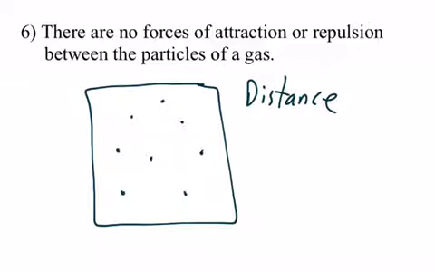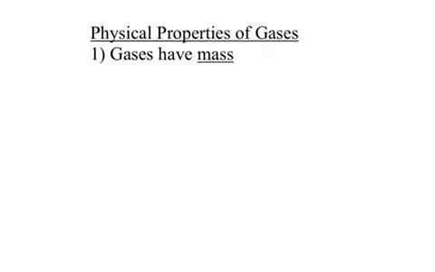So this is one of the assumptions, that besides gases having no volume, we also assume that gases exhibit no forces of attraction nor repulsion. Okay? So those were the 6 kinetic molecular theory assumptions. And this other part here that I'm going to show you is some physical properties that gases have.